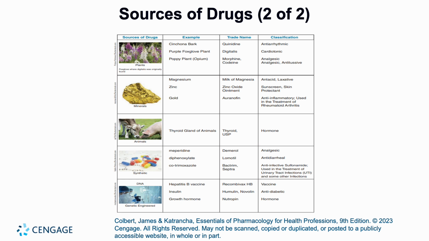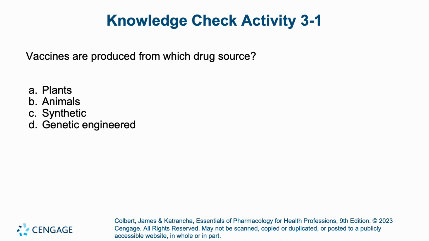And the last source of drugs we have here on this table is genetically engineered DNA drugs: hepatitis B vaccine, insulin, growth hormone. So hepatitis B, Recombivax HB vaccine. A lot of times vaccines are created from DNA so that we can actually target what we need to target within the body. They are typically made from a deactivated version of the viral source or the infectious source. Another example is insulin, trade names Humulin, Novolin, those are anti-diabetic. And then growth hormone, Nutropin, that is classified as a hormone.